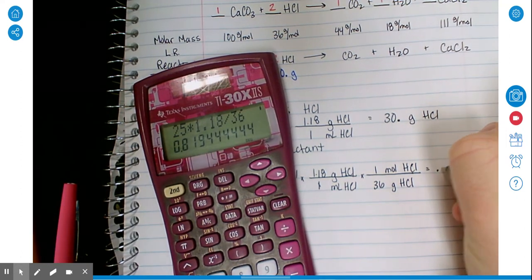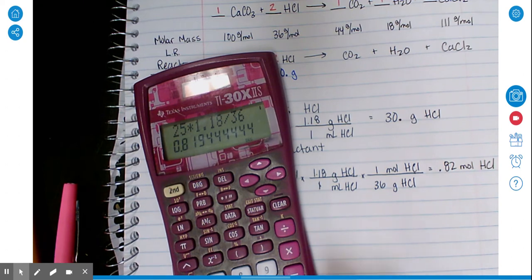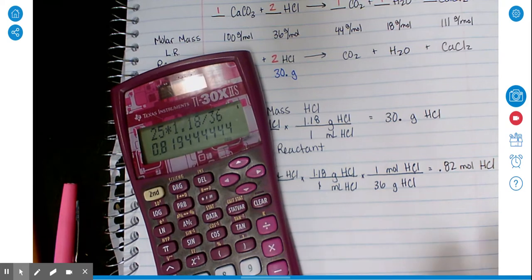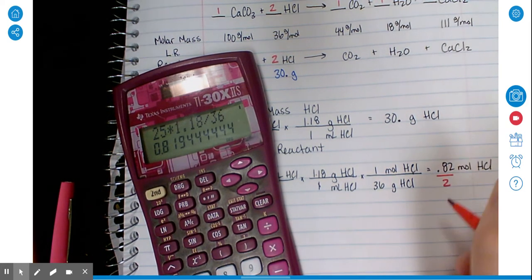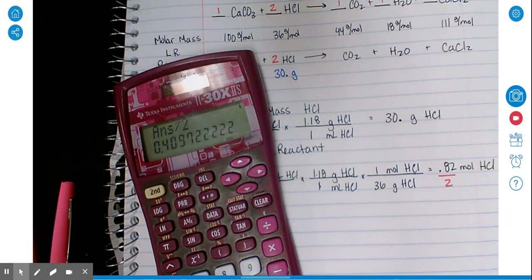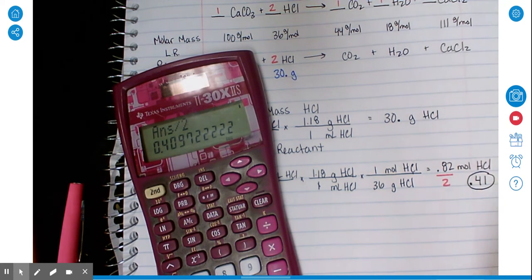I have 0.82 moles of HCl. To figure out my limiting reactant, I need to divide that by my coefficient. Now here you are going to see me start to kind of combine some steps. My coefficient is 2. Take that value, divide by 2. And my value for HCl is going to be 0.41.